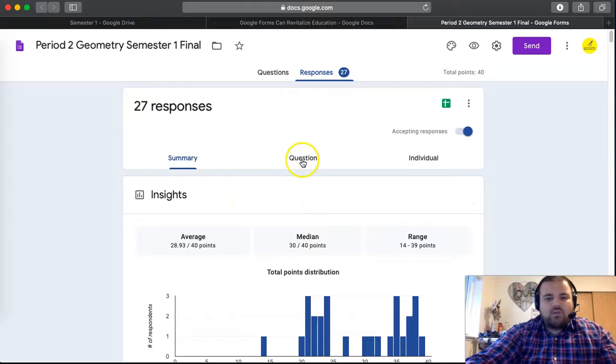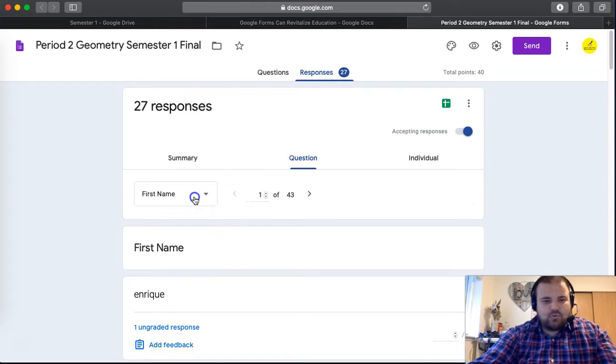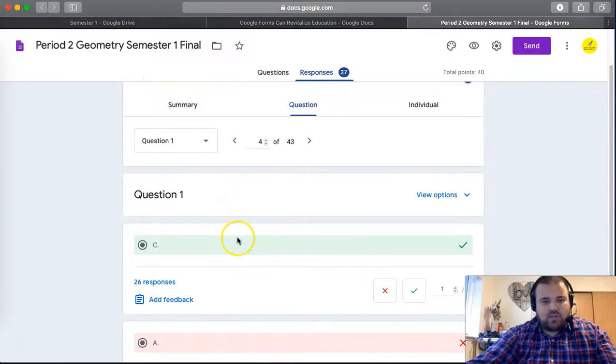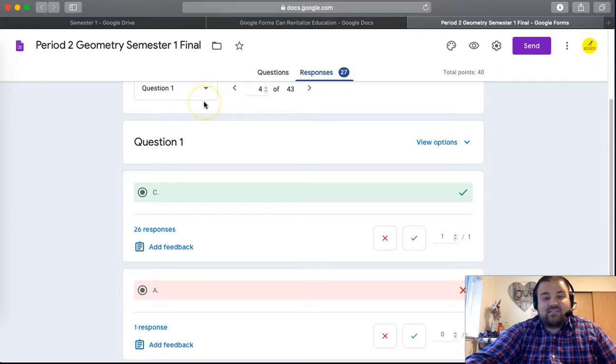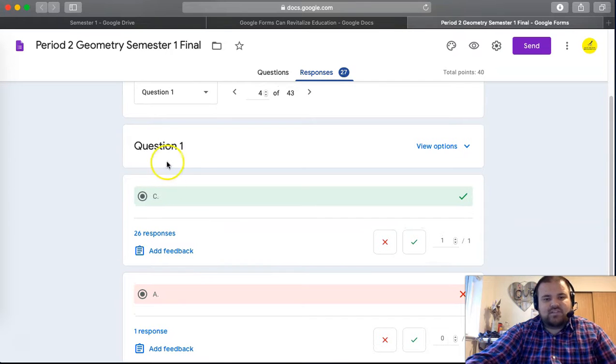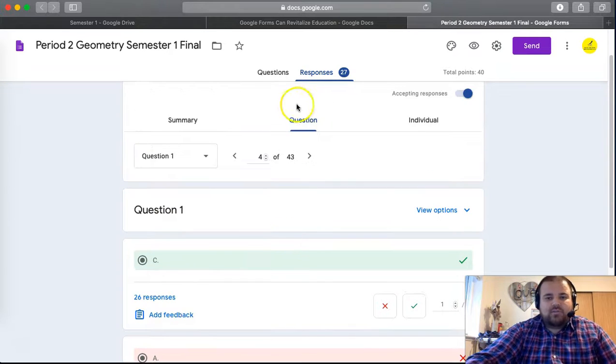I like that. By question, you can go through, like I have question number 1, and you can see what each person's response was. For a multiple choice, that doesn't really come into much value. But if you have a question where they're answering with a paragraph or a short answer response, this is a good way for you to look at everybody's answer to that question. I don't typically use it too much as a math teacher, but I could definitely see where it's helpful for other teachers, depending on how they use it.